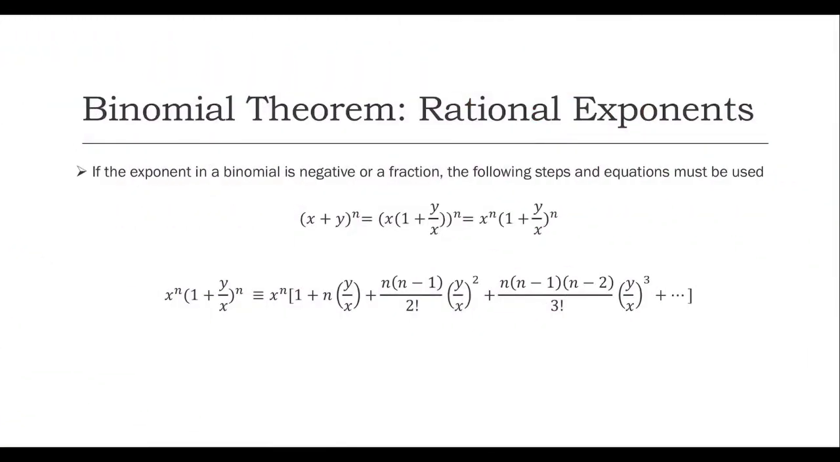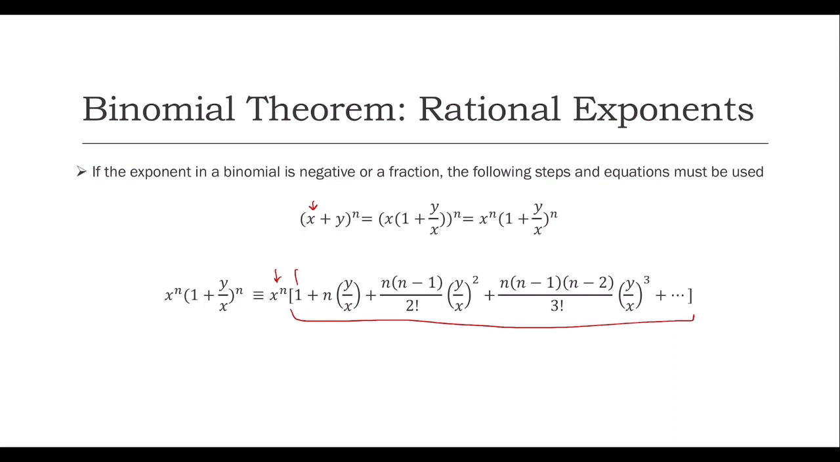Next, we have the binomial theorem with rational exponents. So that would be if your exponent is negative or a fraction, then you need to do these following steps. So we need our first term in the binomial to be 1, so we'll factor out that first term. So here we have x times (1 plus y over x) to the n, and then we'll separate that exponent, so we'll have x to the n times (1 plus y over x) to the n. So then what we would do is we go ahead and separate it.